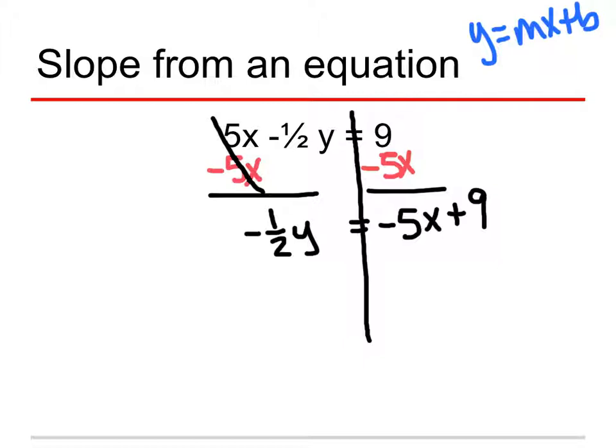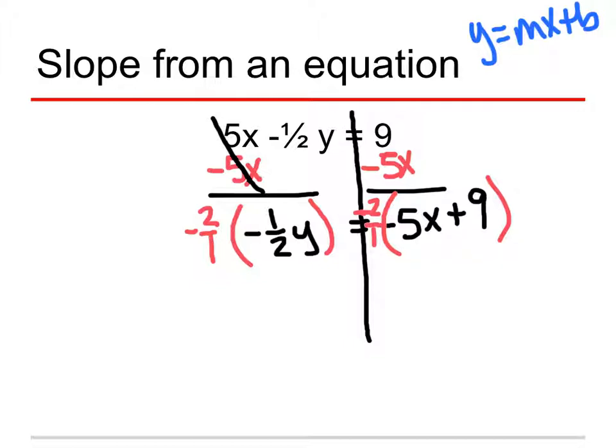Now, we have a negative 1/2 y on the left. We need to get y by itself. To get rid of a negative fraction coefficient, we have to flip and multiply. So we're going to take the left and multiply by negative 2 over 1. We're going to take everything on the right and multiply by negative 2 over 1.